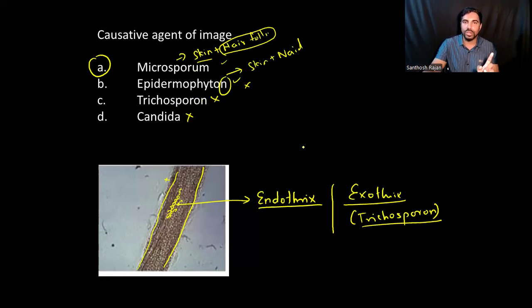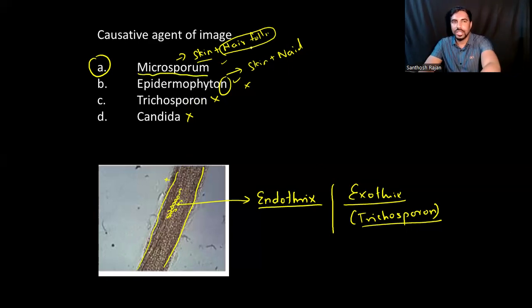So Trichosporon is out because it usually causes ectothrix. Now, endothrix could be Trichophyton, and it could be caused by Microsporum also. Because Microsporum is given, I'll go with Microsporum. That is what I think. If this is the option, my answer would be Microsporum only.